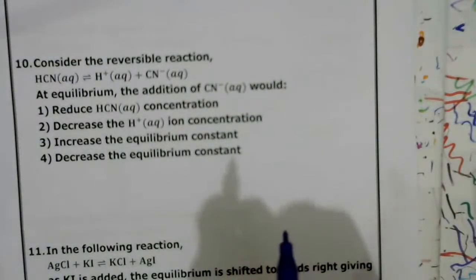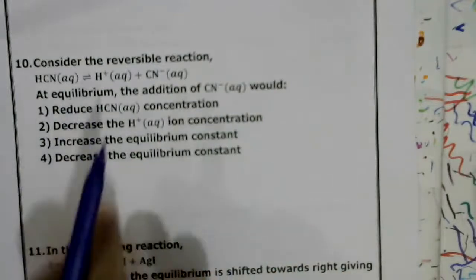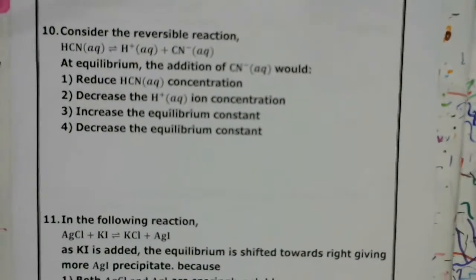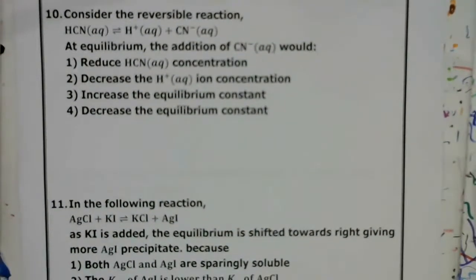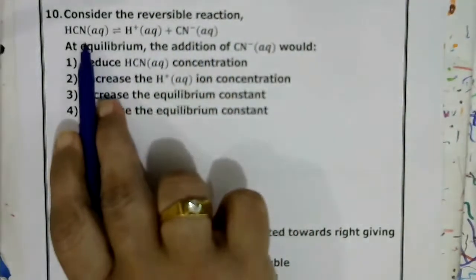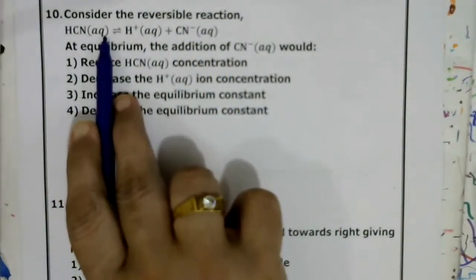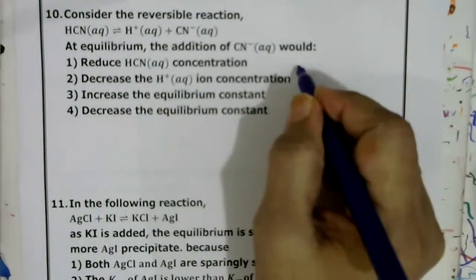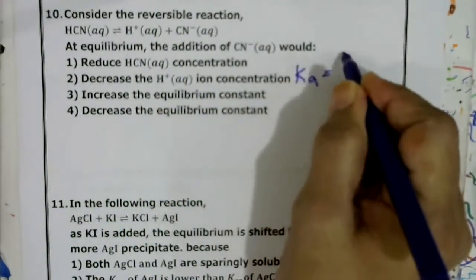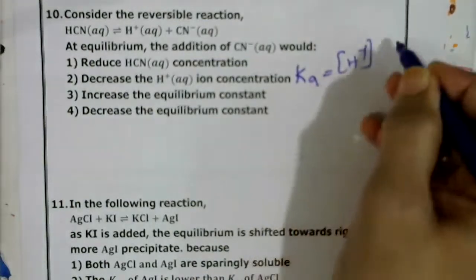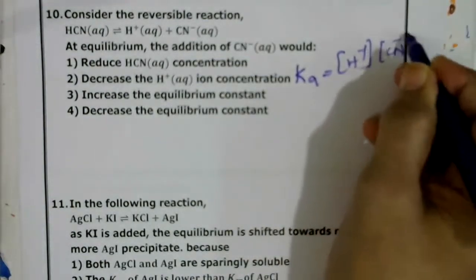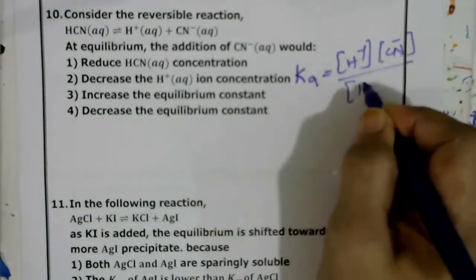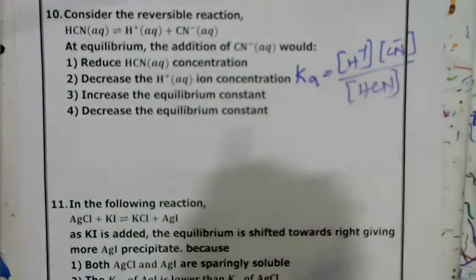Next one. Question number what, children? 10. Consider the reversible reaction. Consider the reversible reaction, hydrogen cyanide attains equilibrium with H plus and CN minus. First I'll write the equilibrium constant, Ka is equal to what? Molar concentration of H plus CN minus divided by concentration of HCN.